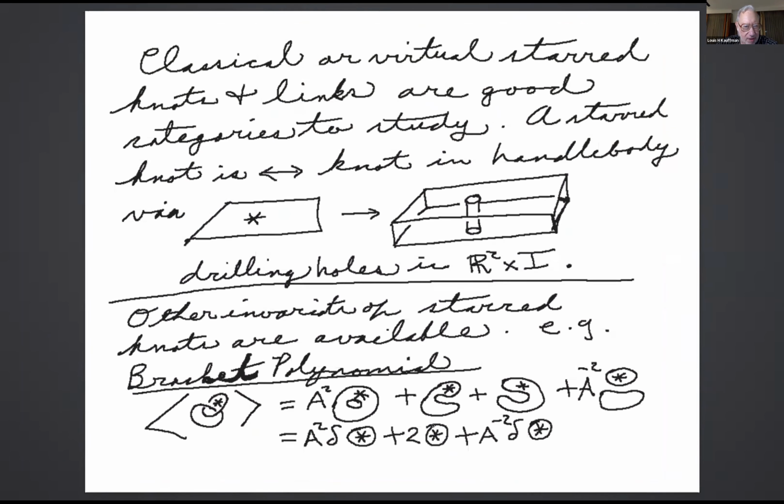As I said, you can think of a star as drilling a hole in a thickened plane and then getting handle bodies. And of course, this is something that people have off and on done with other invariants like the bracket polynomial.